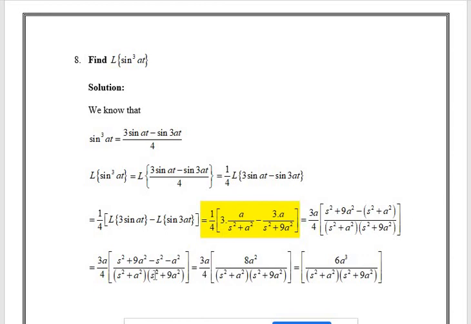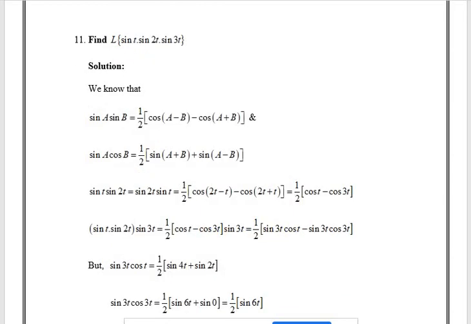Now again simplifying this, we get this as 3a by 4 into 8a square by (s square plus a square) into (s square plus 9a square), and that is equal to 6a cube by (s square plus a square) into (s square plus 9a square). So this is the required result.